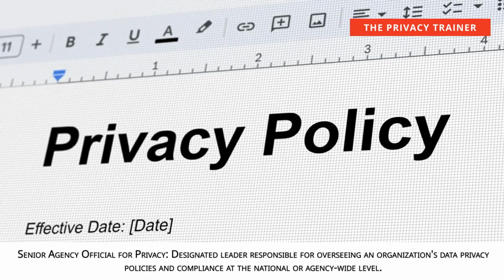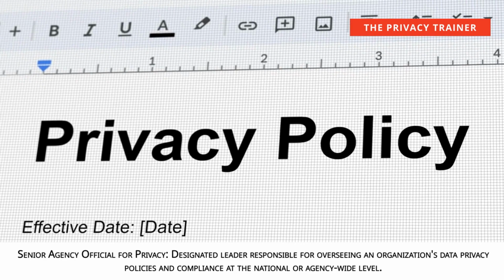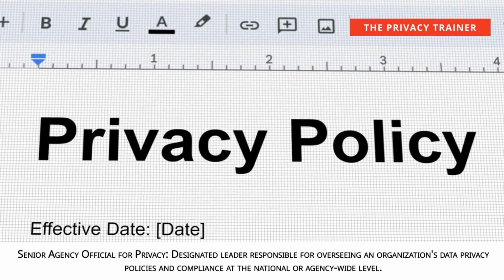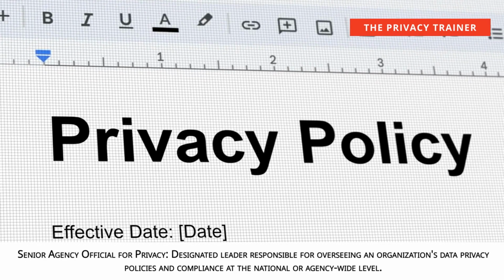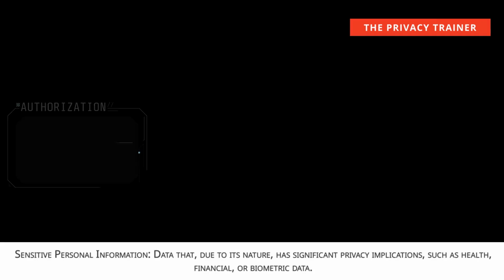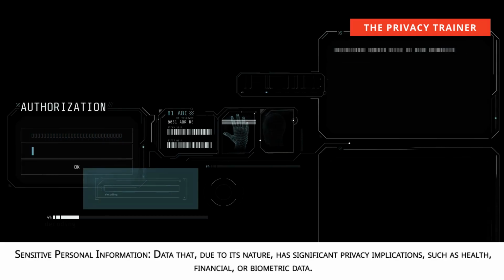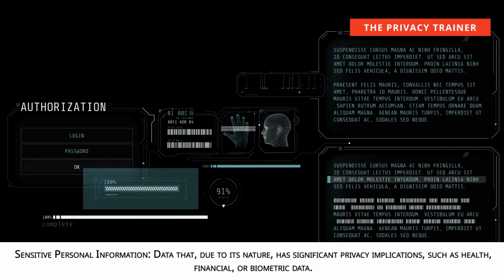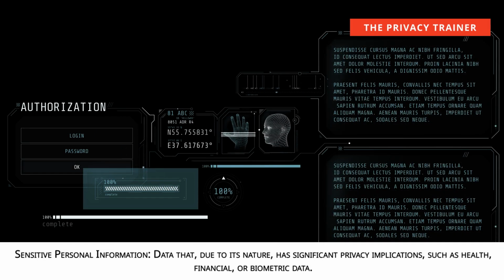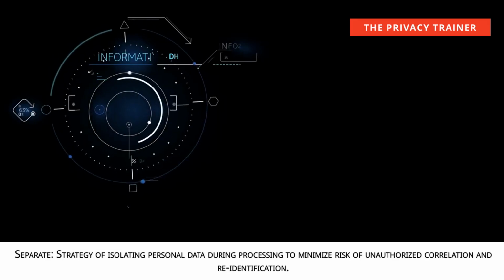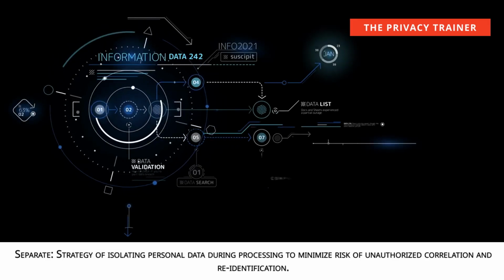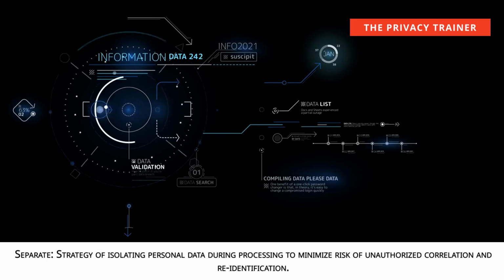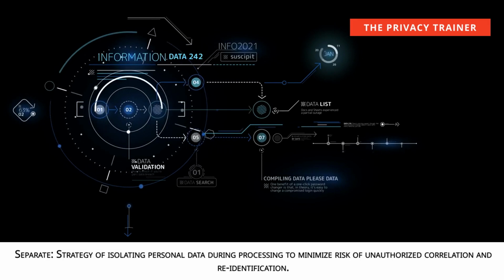Senior agency official for privacy. Designated leader responsible for overseeing an organization's data privacy policies and compliance at the national or agency-wide level. Sensitive personal information. Data that, due to its nature, has significant privacy implications, such as health, financial, or biometric data. Separate. Strategy of isolating personal data during processing to minimize risk of unauthorized correlation and re-identification.